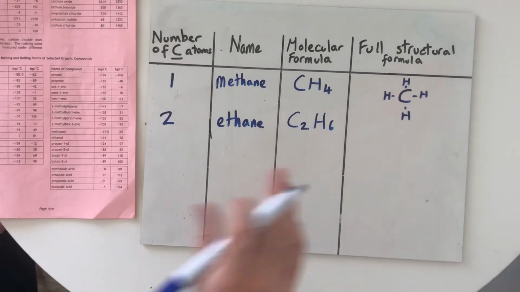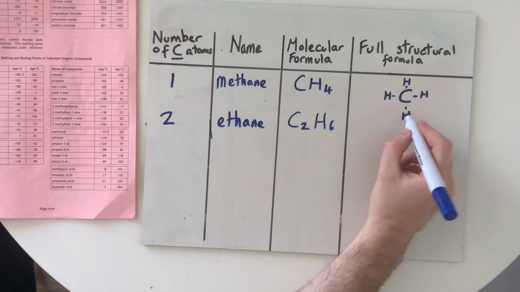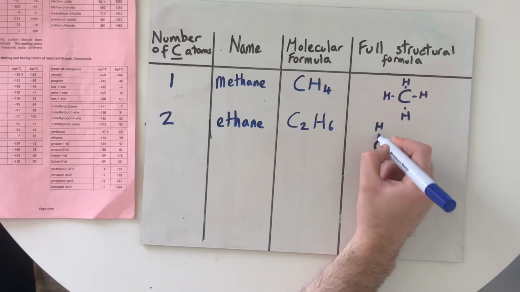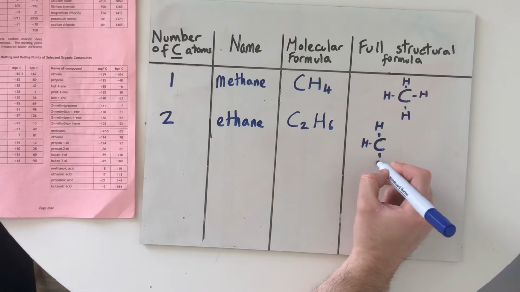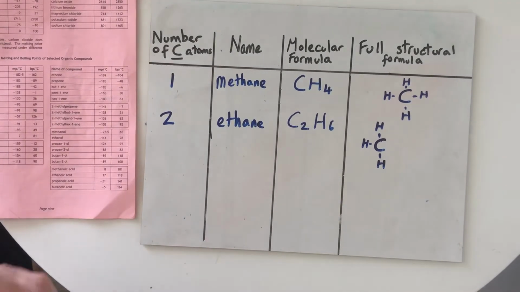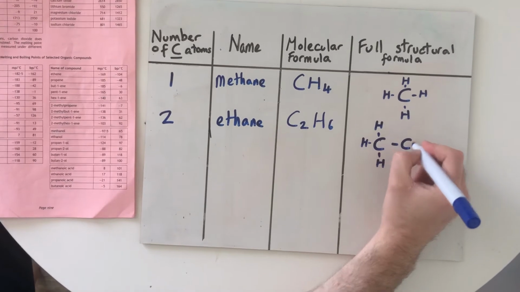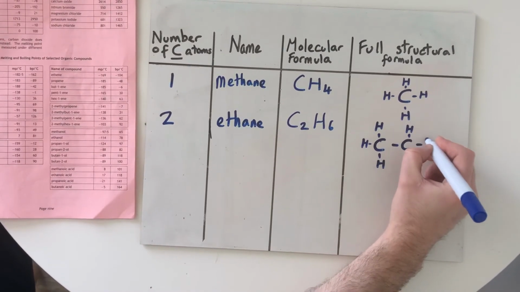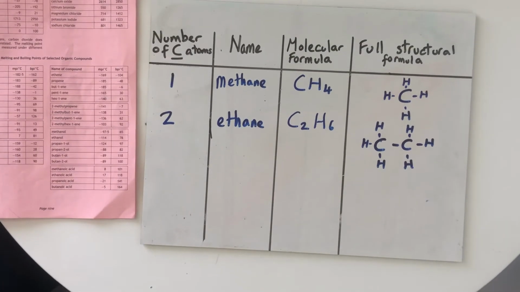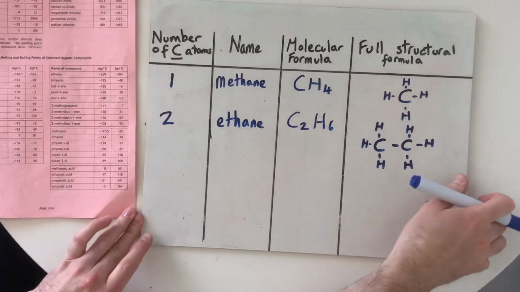How am I going to draw the full structural formula for that? Same as what I did when I was using the sticky notes. Same as before, I've got a carbon atom with 3 hydrogens. And this time, as opposed to having a hydrogen coming off the right hand side as we did with methane, we've got another carbon atom. There we go, there's a second alkane within the homologous series, and that is ethane.